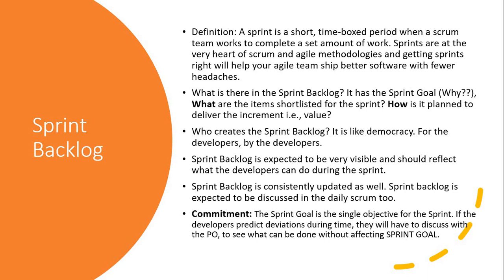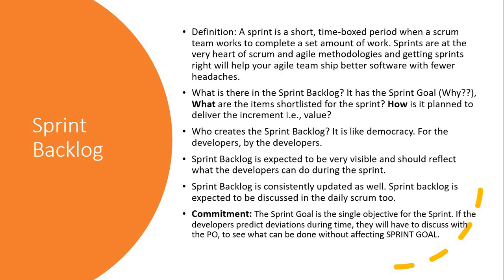It should be a very clear blueprint which the developers are creating to reflect what they can do during that specified time period. Sprint backlog is to be consistently updated as well. Sprint backlog is expected to be discussed every day in the Scrum. So I know what I'm going to do as a developer. So let me update it very clearly and let me discuss that also during the daily Scrum meeting, which will enable everybody else to understand what's happening.